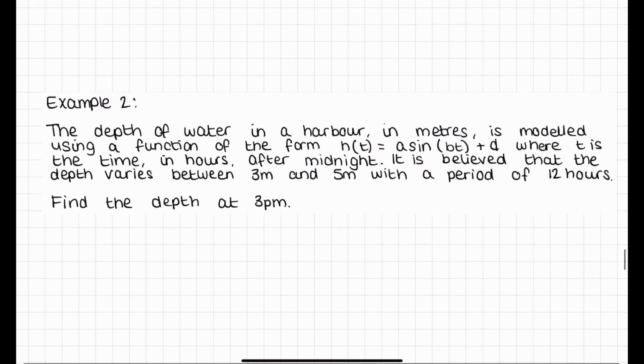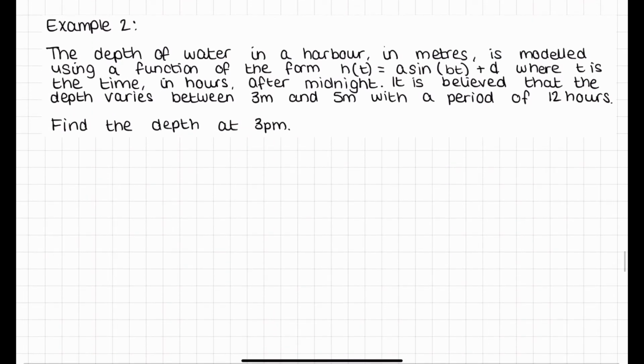Next example. The depth of water in a harbour in metres is modelled using a function of the form h of t equals a sine bt plus d. Where t is the time in hours after midnight, it is believed that the depth varies between 3 metres and 5 metres with a period of 12 hours. Find the depth at 3 p.m. We've been given some information here. Now we need to be working out what our values of a, b, and d are. We can then find what the depth is at 3 o'clock.